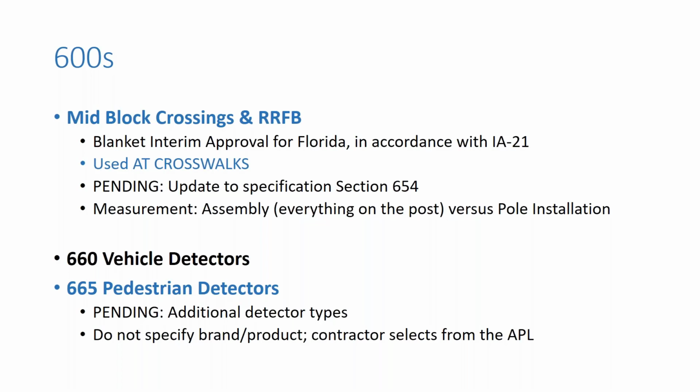Our Section 660 items are for vehicle detectors, and our 665 items are for pedestrian detectors. Please ensure that the appropriate item is being used for the correct application, as there are APL items that correspond to each of those different specifications and pay items. So we don't want to be mixing those up or creating any types of conflicts within the plans. Also, we want to ensure that we do not specify a particular brand or product due to the contractor selection options available on the approved products list.